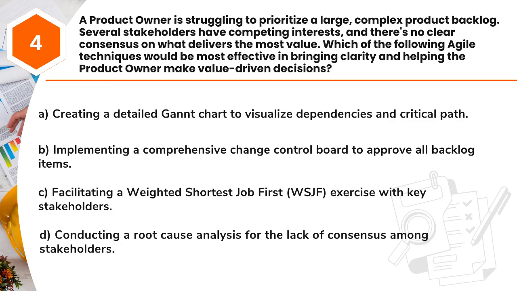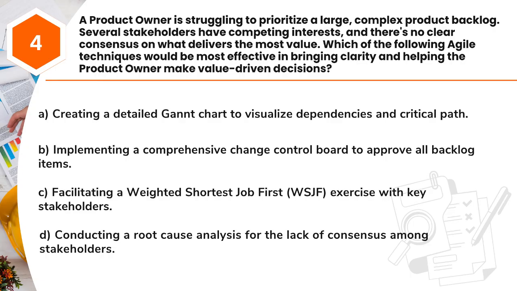Question 4. A product owner is struggling to prioritize a large, complex product backlog. Several stakeholders have competing interests, and there's no clear consensus on what delivers the most value. Which of the following Agile techniques would be most effective in bringing clarity and helping the product owner make value-driven decisions? A. Creating a detailed Gantt chart to visualize dependencies and critical path.